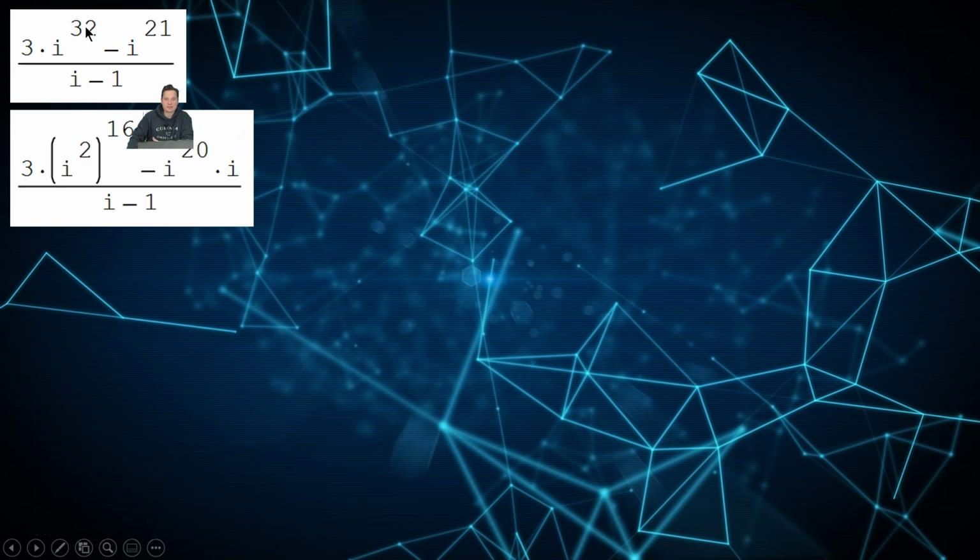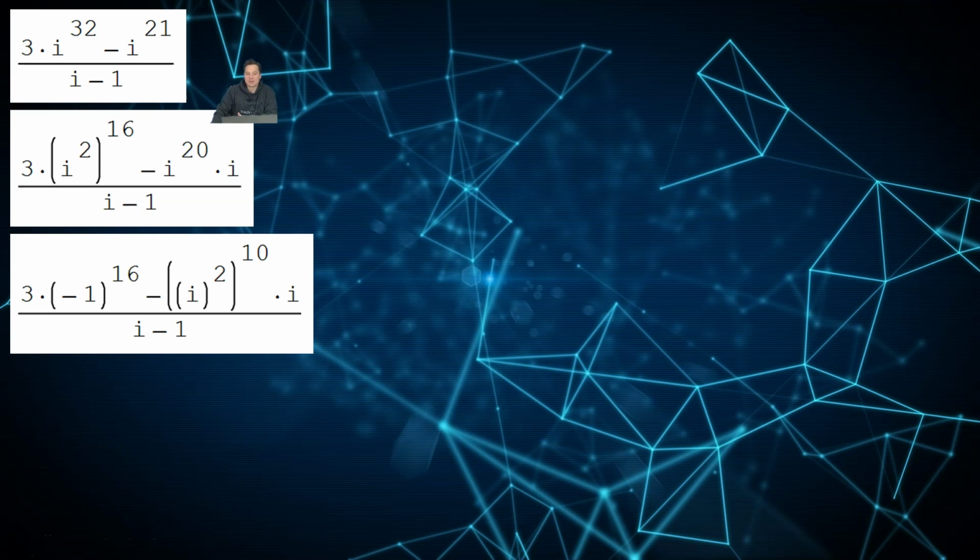I took the 32 and I've rewritten it as 2 times 16, because that is 32. And now I've revealed a little i squared. And also, beyond that, I've rewritten the i to the 21st as i to the 20th times i. Why would I do that? It's not obvious necessarily. It's because now, as the next step, take a look.